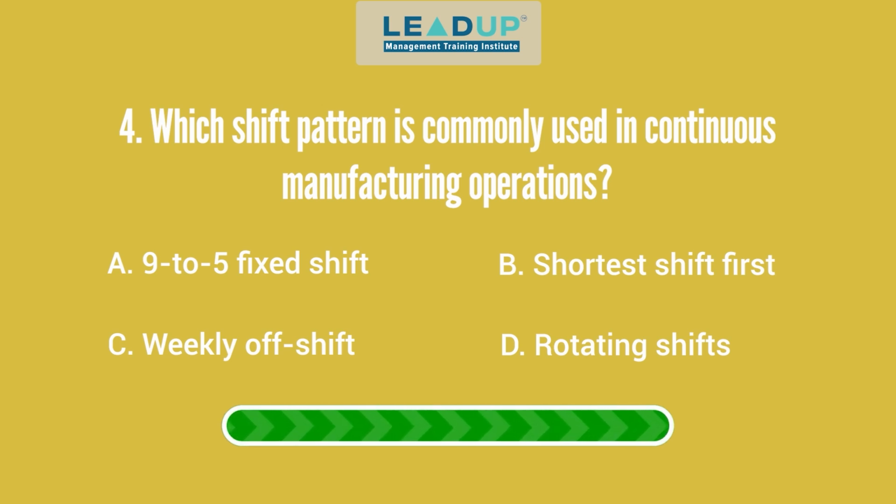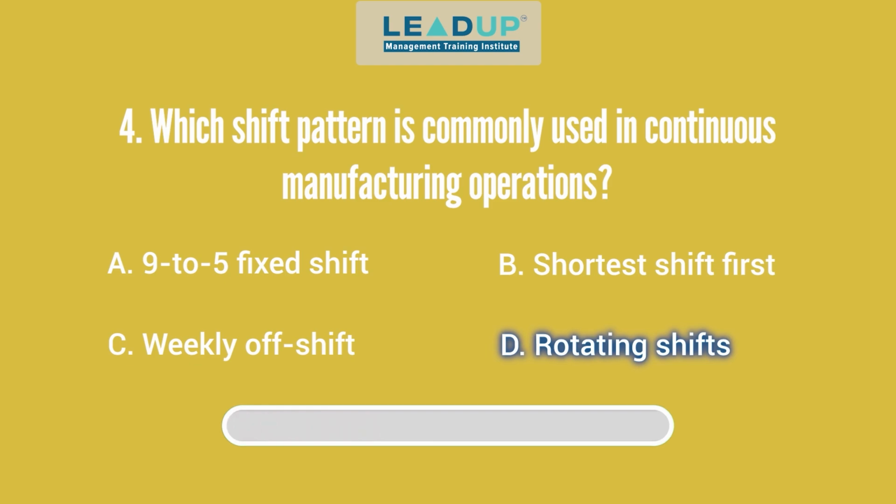Question 4. Which shift pattern is commonly used in continuous manufacturing operations? A. 9 to 5 fixed shift. B. Shortest shift first. C. Weekly off shift. And D. Rotating shifts. The answer is rotating shifts.